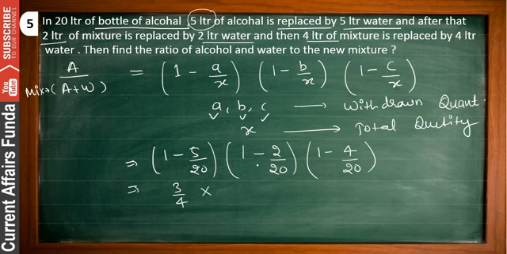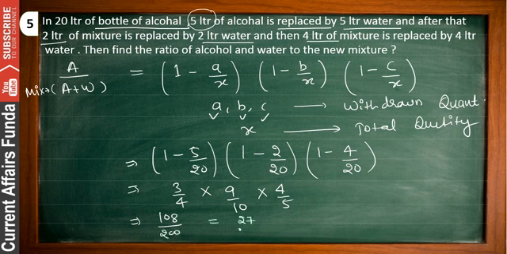Multiply with 20, ones are 20, 20 minus 2, that means 18 by 20, that means 9 by 10. Multiply with 20, ones are 20 minus 4, 16, 16 by 20, that means 4 divided by 5. So when you will solve this thing, then you will get 108 out of 200, or we can say 27 is to 50. So from here, what is the ratio of alcohol is to mixture? That is 27 is to 50.